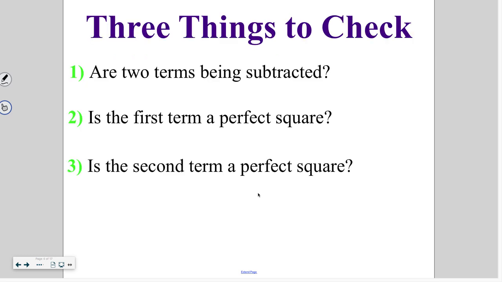So, 3 things to check when you are looking for this particular special case. First, is it 2 terms and are they being subtracted? Second, can you take the square root of the first term? And last, can you take the square root of the second term?